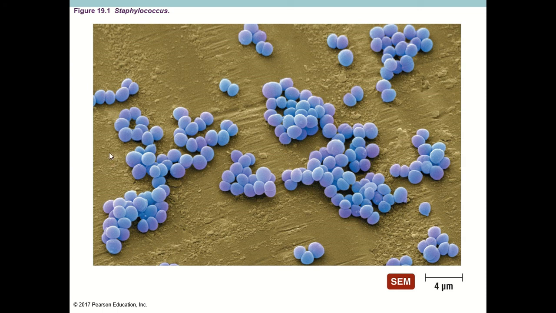Okay, so now, as you notice here in the diagram, they do grow in grape-like clusters. So their colonies are gonna look like a grape bunch, if you will. They don't move. They're not necessarily motile, so there's no flagella that allow them to move.